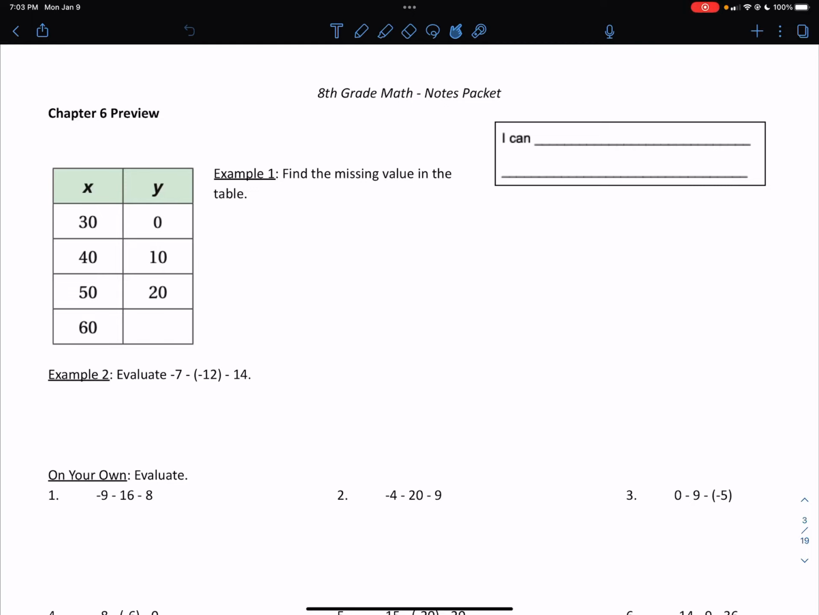Hey everyone, today's lesson is going to be on reviewing integers. So we'll review integers, we'll start chapter 6 and we'll get started with that. So I can review integer operations. Okay, so I can review integer operations.